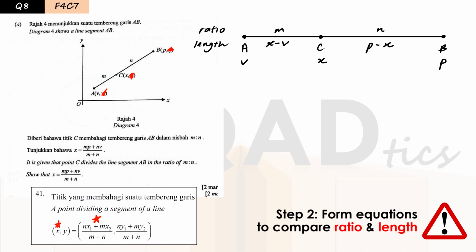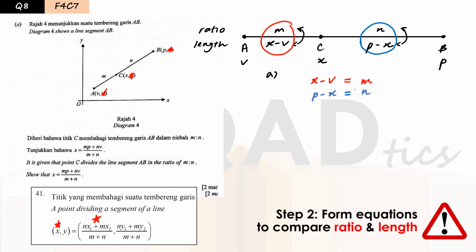Now with the lengths and the ratio here, we can form some equations. For the first equation, let's focus on this one. This would be x minus v equals m. And for the second equation, it would be p minus x equals n.